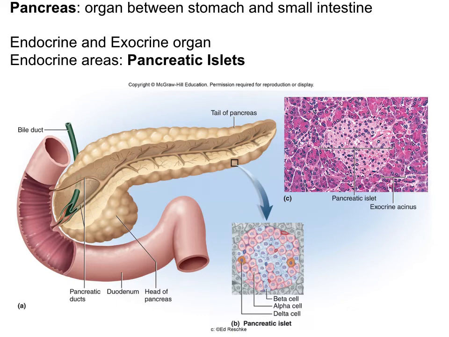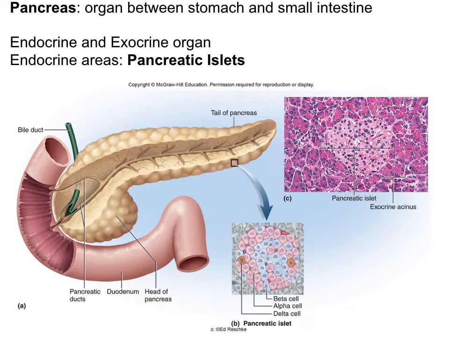Our last major endocrine organ is your pancreas. It is located between your stomach and your small intestine. Now, this organ has both endocrine and exocrine functions. About 98% of the gland is focused on exocrine functions, which will be covered when we get to the digestive system. We're going to be focusing on the 2% of the gland involved in endocrine function.